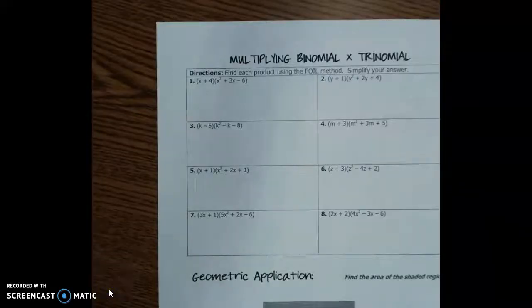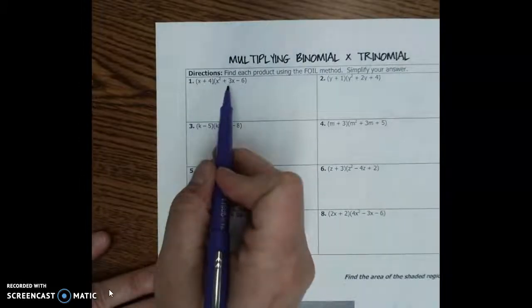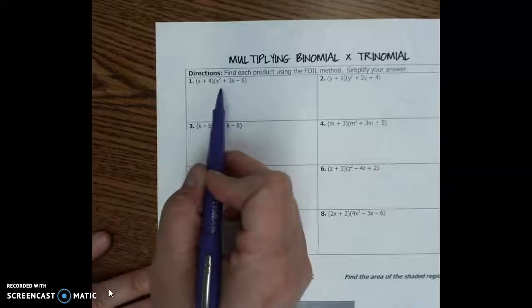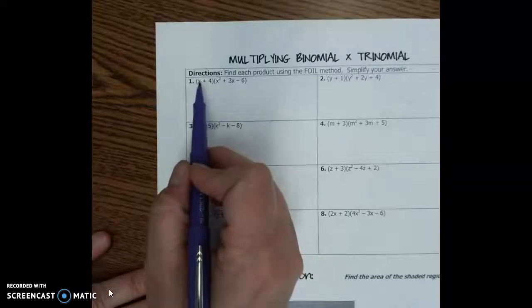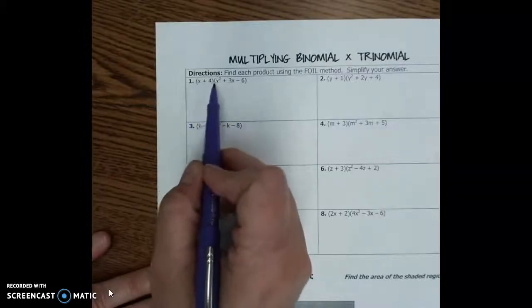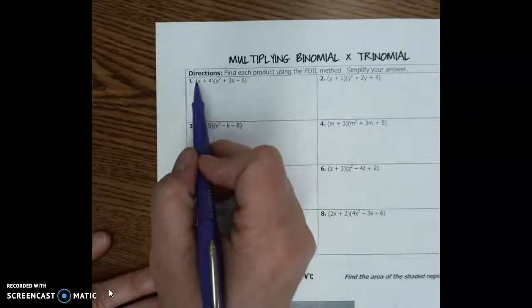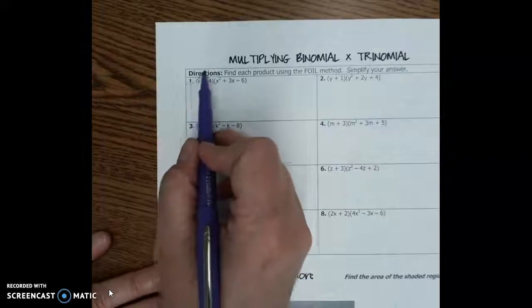On the back here, we did a couple problems. We did problem number 1. All right, so let's take a look at that. The difference here is instead of a binomial times a binomial, we have a binomial times a trinomial. But the same process falls into place. We want to make sure this x gets multiplied to everything in this parenthesis, and the 4 gets multiplied to everything in this parenthesis. So use the same process.